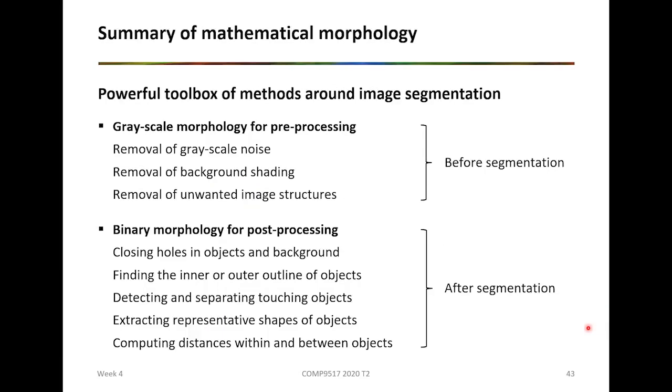All right, that's what I wanted to explain to you in this lecture. Mathematical morphology provides a powerful toolbox of methods around segmentation. So before segmentation, you could use grayscale mathematical morphology as a pre-processing step to remove grayscale noise, background shading, as I've shown, or other unwanted image structures. Or you could use binary mathematical morphology as a post-processing step after segmentation. For example, you could use it to close holes in objects and the background, find the inner and outer outline of objects, detect and separate touching objects, extract representative shapes, and compute distances, etc.